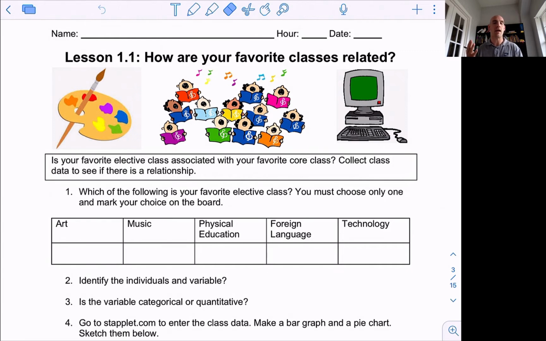Let's say you went to a class and they asked you how your favorite classes are related. For example, if someone likes art, are they more likely to enjoy science, or are they more likely to enjoy foreign language if they enjoy technology? Where do all these things fit together? So I'm going to give you a little example here. Let's take some example data.